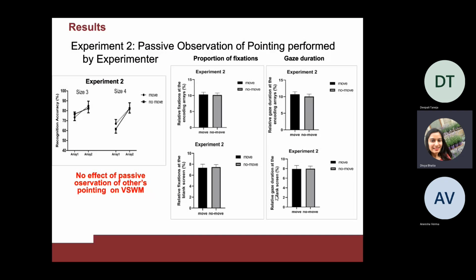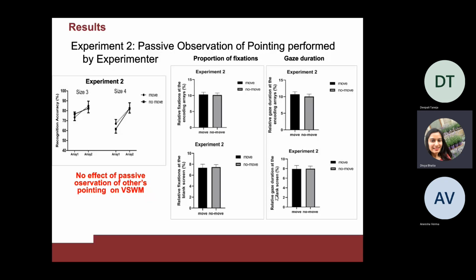And here again, look at the results. So again, we replicate the behavioral findings. This is the same experiment 2 that I showed at the beginning of the presentation. We do not have the memory advantage. We do not have any differences in the eye movement patterns in the move and the no move condition. So that means again that self-involvement has something to do with the way we encode information and rehearse the information, as we have seen in the maintenance screen.